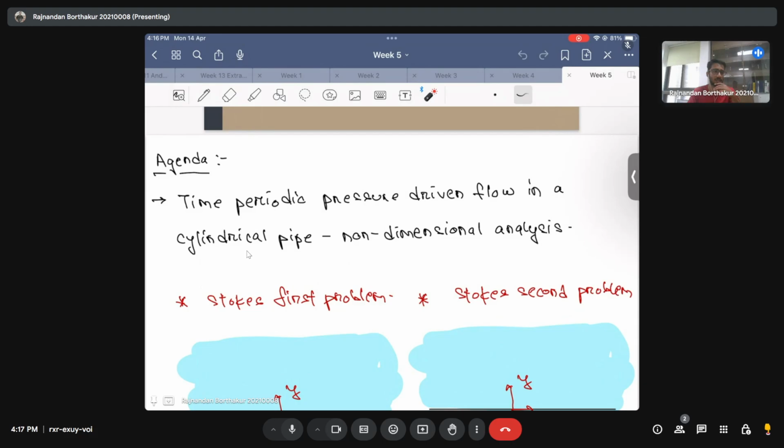The governing equation of this class of flows, for instance, time periodic pressure driven flow in a cylindrical pipe, or the Stokes second problem, or flow through a rectangular duct, the governing equations are PDEs. Okay. And we saw how to solve PDEs, sometimes using variable separation, or sometimes using the fact that since we are looking for a time periodic solution, we consider a specific form of the velocity profile, which ultimately converts the PDE into an ODE. And then using the appropriate boundary conditions, we basically solve for the velocity profile.